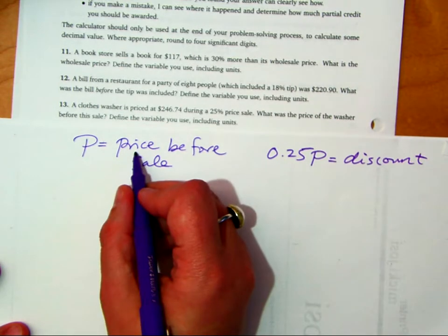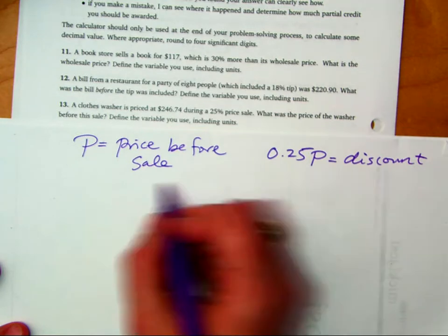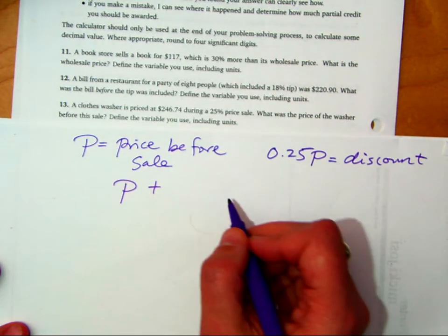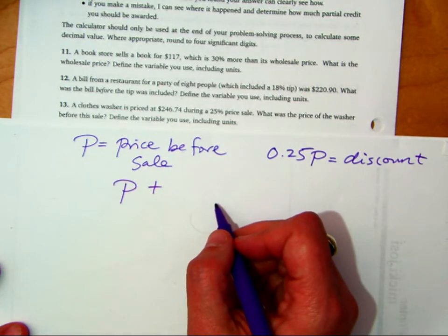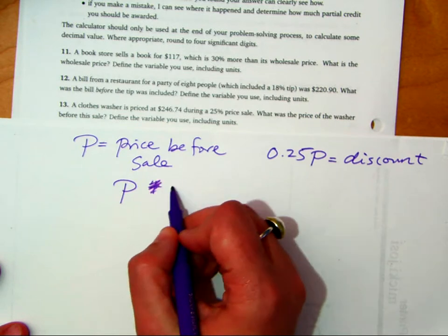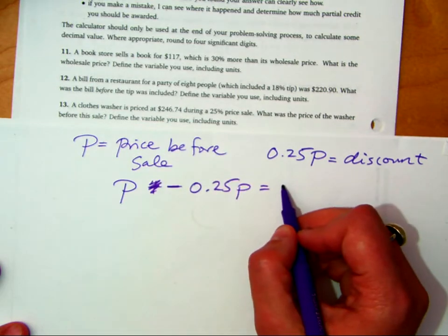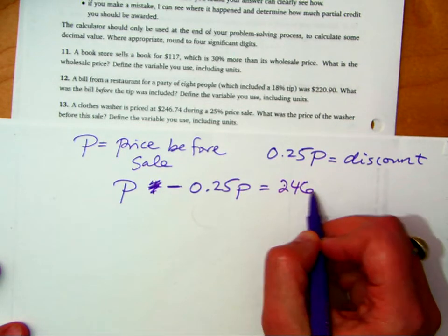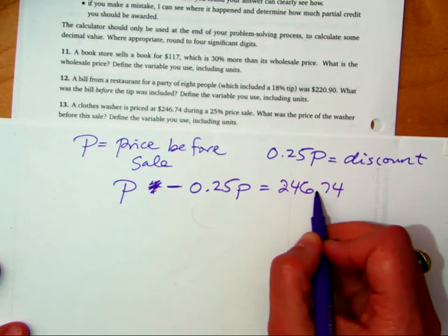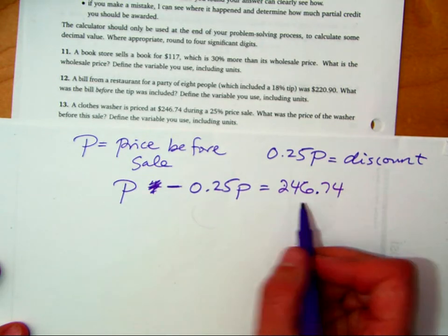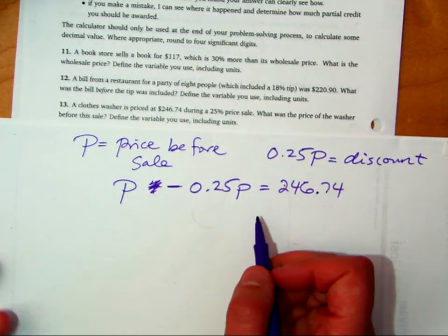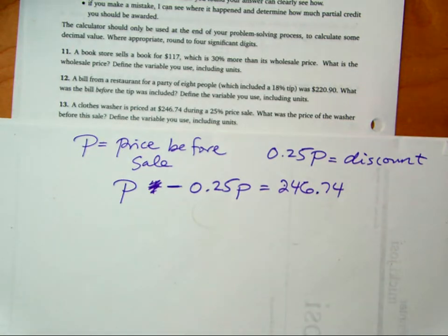So we take the price and what do we do? Do we add the discount or do we subtract the discount? Oops, so we have to subtract the discount and we're going to get the sale price, 246.74. That's what I'm saying. Once we subtract it, now if you were to simplify that, what would you get if you simplified it?